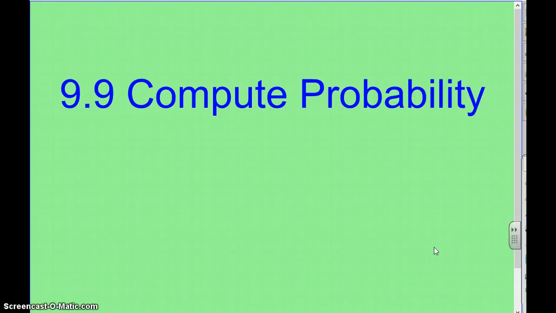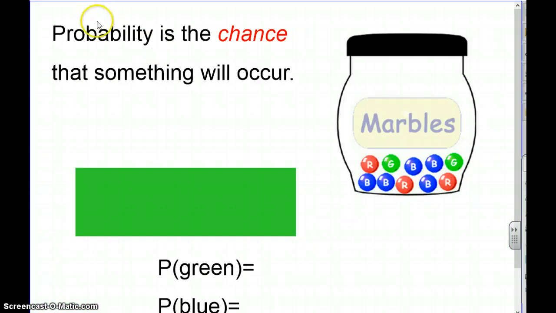Hi, fourth grade. Today we're going to be taking a look at probability, and we're going to practice computing probability. So, let's review our vocabulary word probability. We've looked at that already earlier this year, but probability is the chance that something will occur.